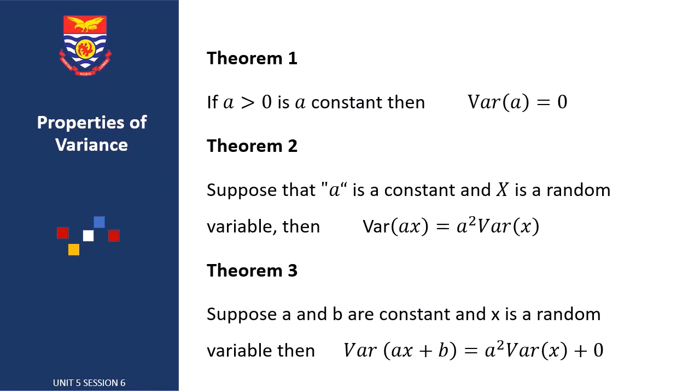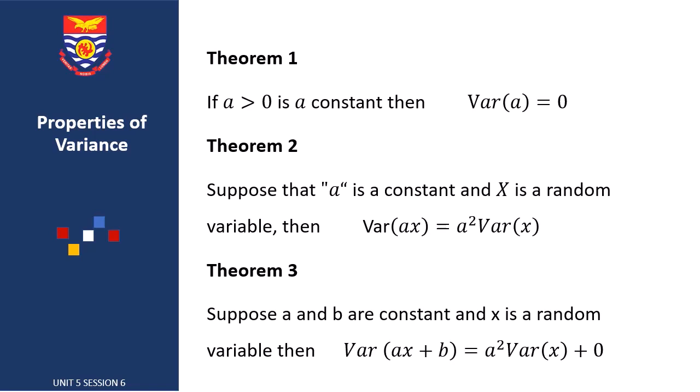Remember, the expectation of a constant is the constant, but the variance of a constant is 0. It can be proven if you want the proof, or you can check in your modules for that proof. Theorem 2.